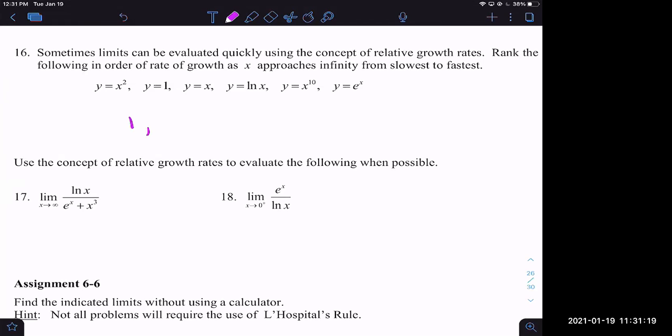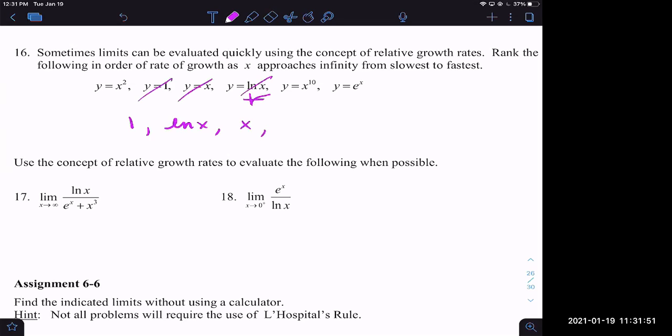It's a horizontal line. Which one would be the one that grows the next slowest? It does go to infinity, but not very fast. ln of x. If you want, just think of the graphs. ln of x looks like this. It increases, but it increases really slowly. It does go to infinity. Which one goes to infinity next? The next fastest. y equals x, so a linear function.